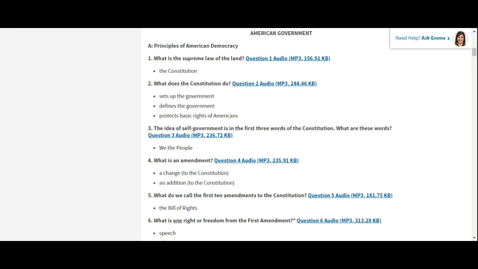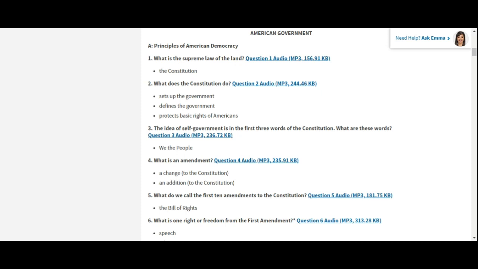We the people. What is an amendment? It's a change to the Constitution. It's an addition to the Constitution. What do we call the first 10 amendments of the Constitution? The Bill of Rights.